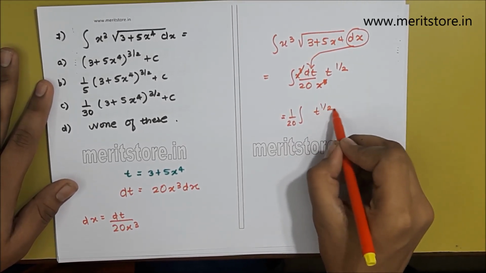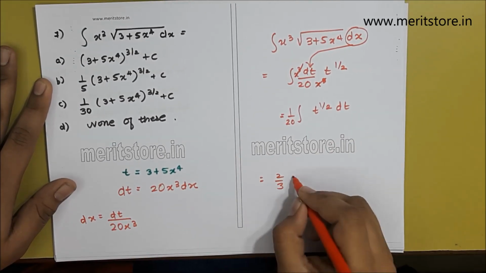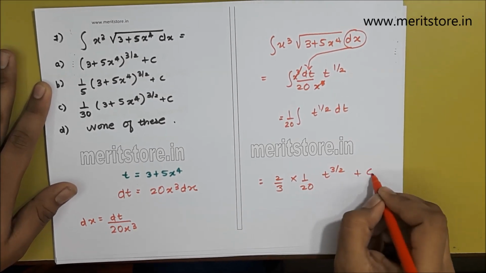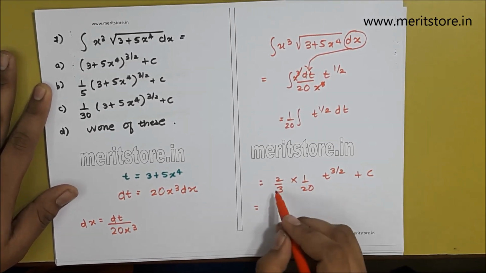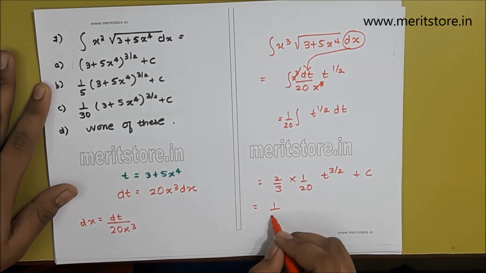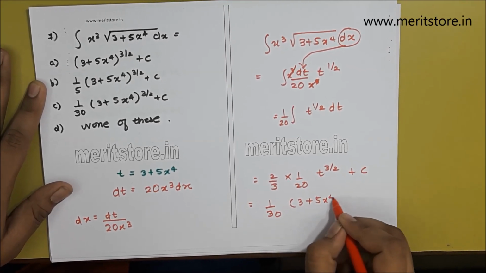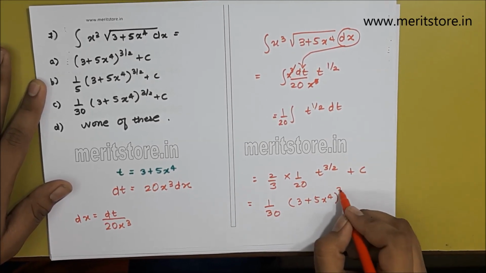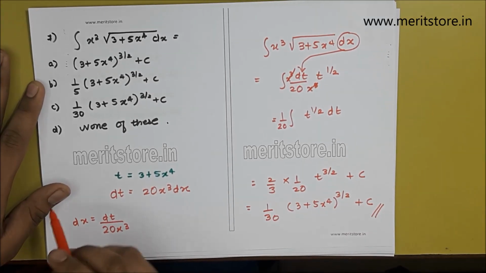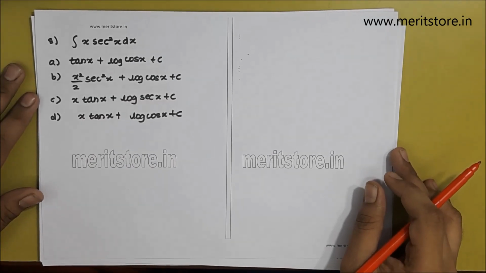So we are left with integration of 1 by 20 can be taken out. Integration of t raised to 1 by 2 dt, which can be also written as 2 by 3 into 1 by 20 t raised to 3 by 2 plus c. So 2 ones are 2, 2 tens are 1 upon 10 into 1 upon 3, which will give us 1 upon 30. And this can be written as 3 plus 5x raised to 4, that is value for t raised to 3 by 2 plus c. So option C is the correct answer. Question number 8.